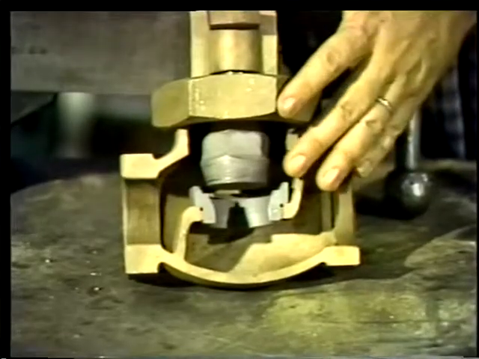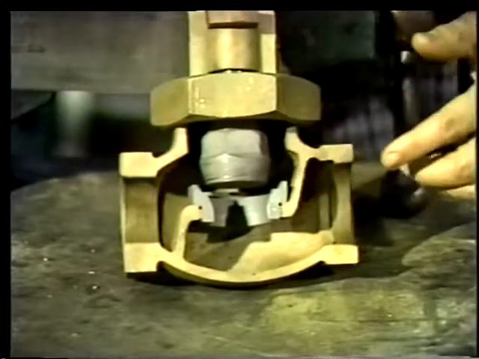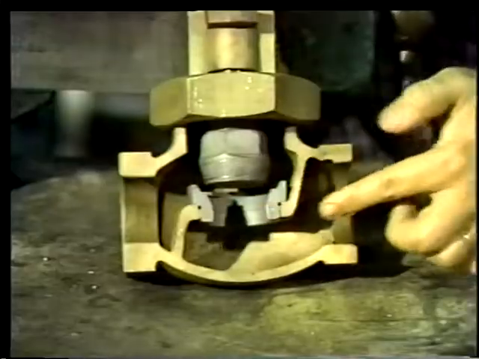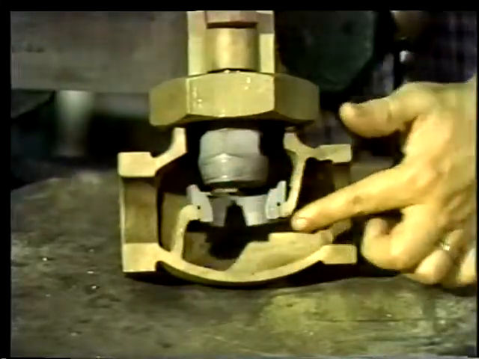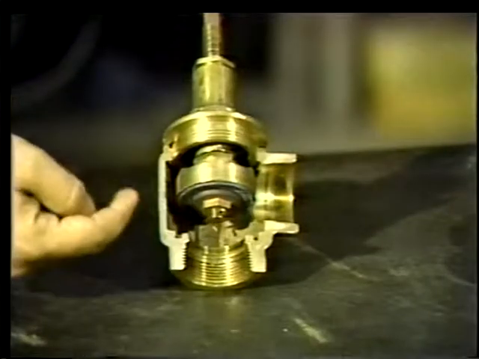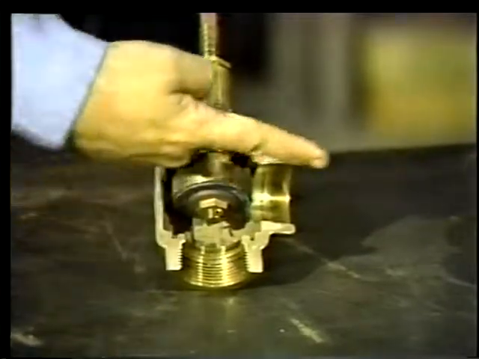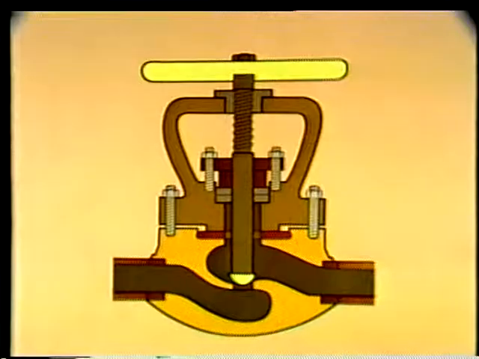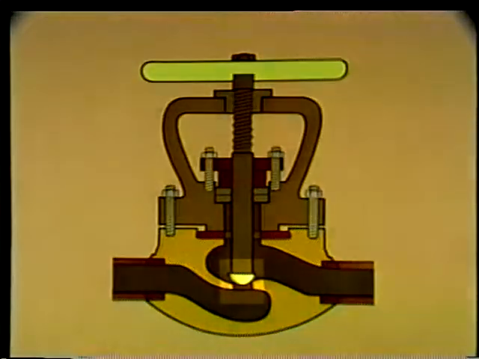Now this is a globe valve, and we can see that the direction of fluid flow goes through this valve body in more or less a straight line. In an angled globe valve, the direction of the flow is caused by the change in the shape of the valve body. Inside the valve body is the seating area.